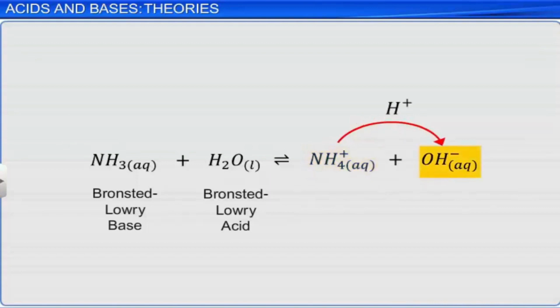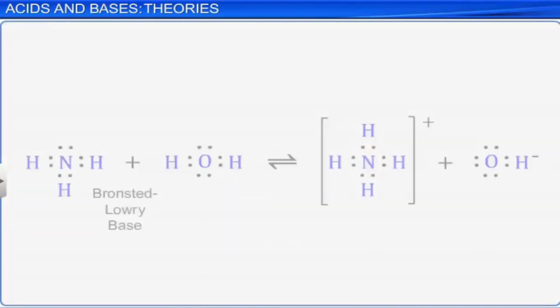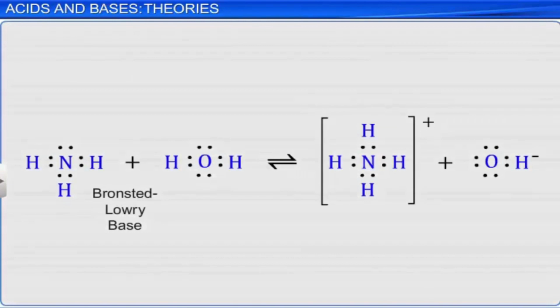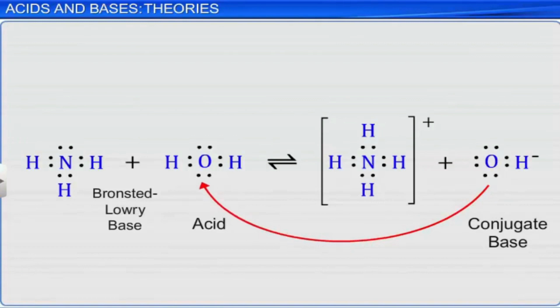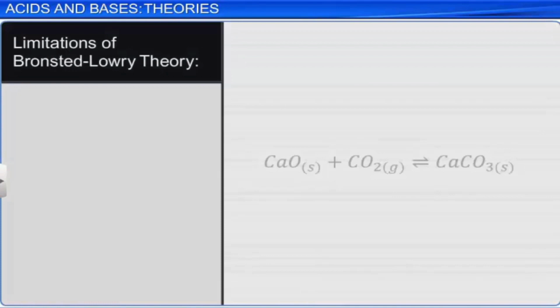Hence, NH4+ and OH- act as Bronsted-Lowry acid and base, respectively. In this case, the OH- ion is called the conjugate base of the acid H2O, and the NH4+ ion is called the conjugate acid of the base NH3. However, even this theory had its limitations. The theory fails to explain some reactions that do not involve a proton transfer.